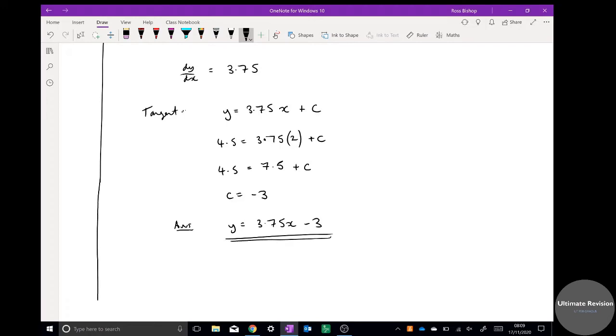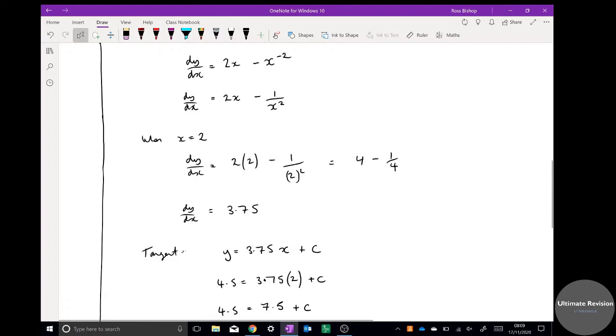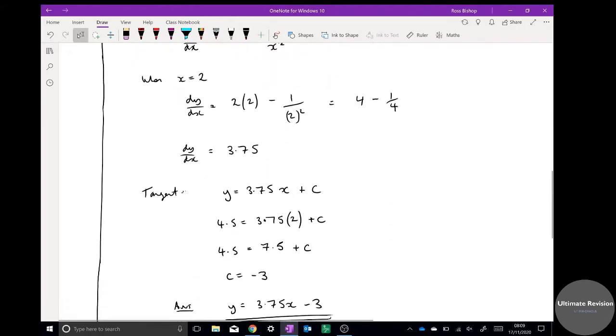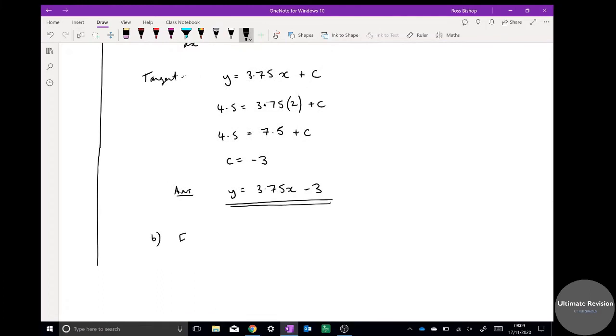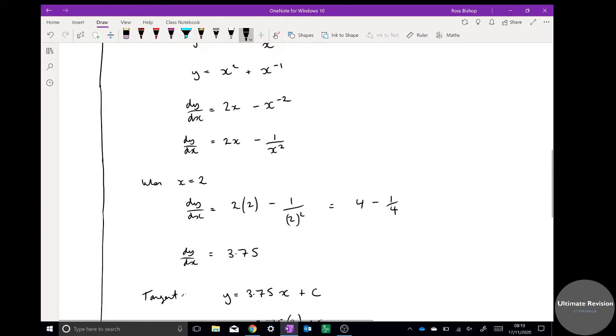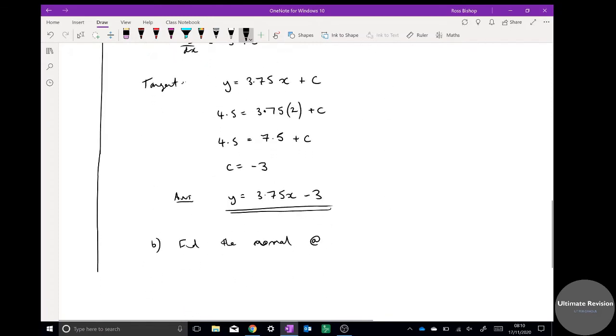We'll check this in a minute, right at the very end, because the next part of the question is to find the normal at the same point. So part B, find the normal of the same curve at the same point, which was (2, 4.5).